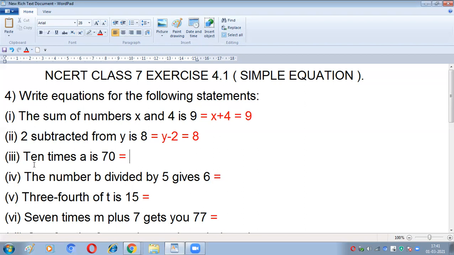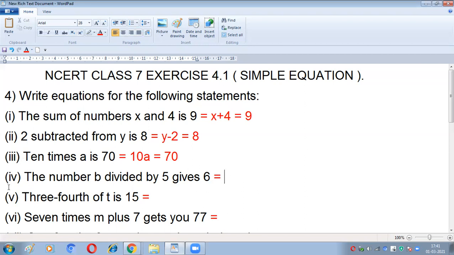So our third bit is 10 times a. Or we can write it as a into a into a into a, 10 times. So it will be 10a. 10 times a is 70, so 10a is equal to 70. 70 is the result here.